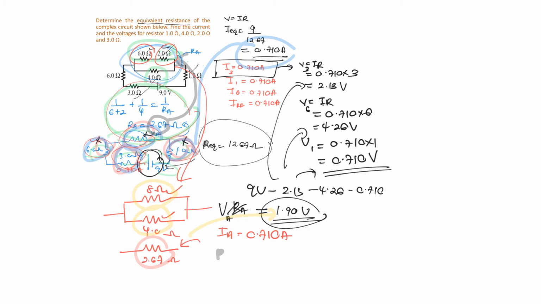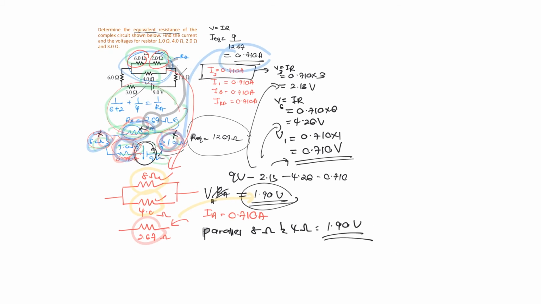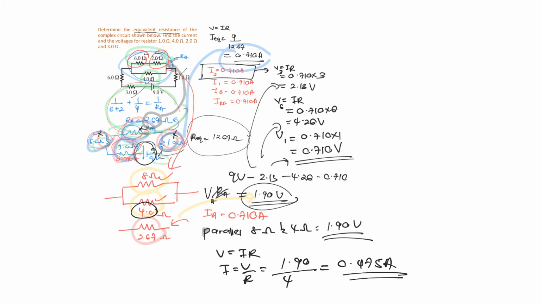Yes, when it comes to parallel, the voltage is going to be the same. So for the parallel 8 and 4 ohm, your voltage for each one is going to be 1.90 volt. From 1.90 volt, you are going to get the current for the 4 ohm. V equals IR, so I equals V over R, so you get 1.90 divided by 4. Supposedly you are going to get 0.475 ampere.